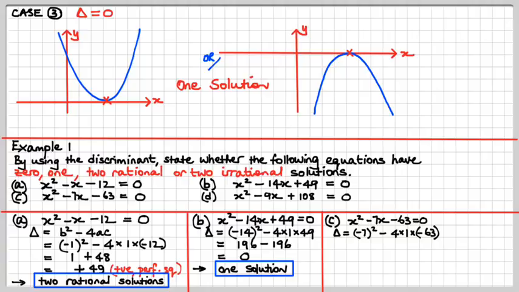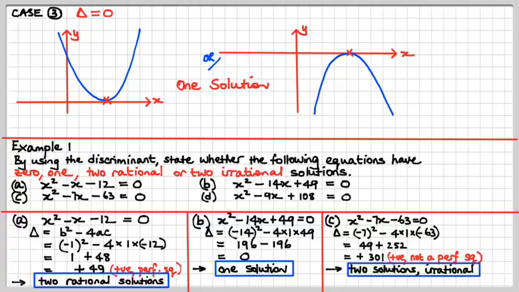Part C, now we've got to work that one out. The b squared minus 4ac comes to that. Now what's, goodness, look at that. It's 301. Now that's certainly not a perfect square, but it's positive, so it means 2 solutions, but they will be irrational. Yes, very good, excellent.